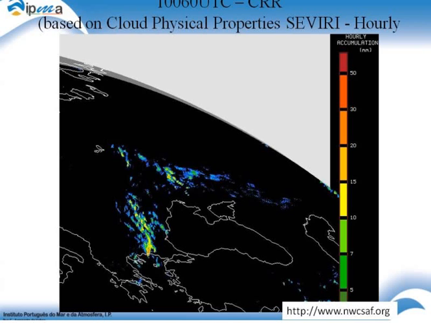This is from nowcasting SAF, so convective rain rate, hourly accumulation. So we can see very well heavy rain over here, and also some convective rain.